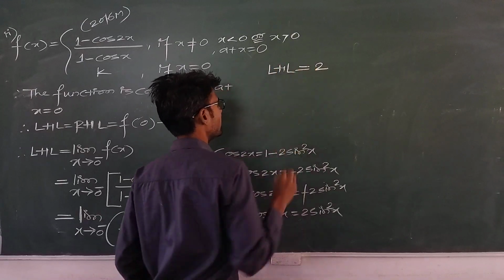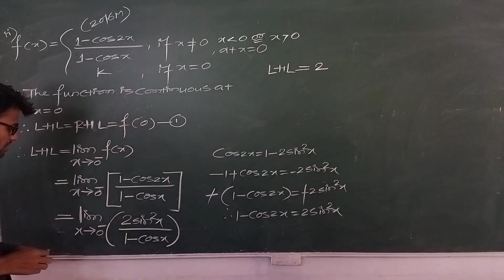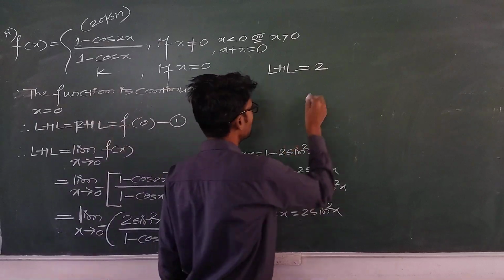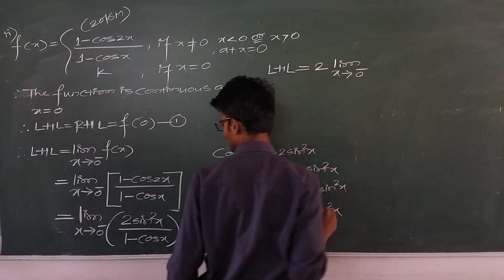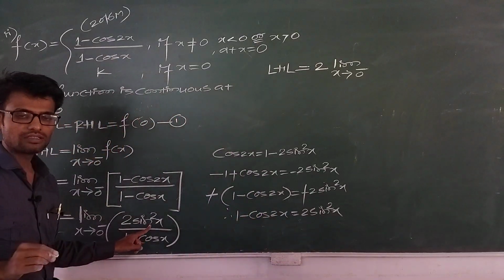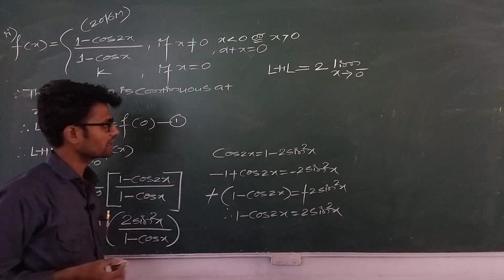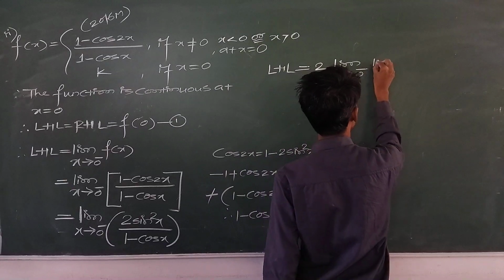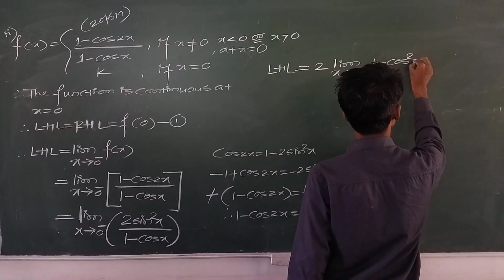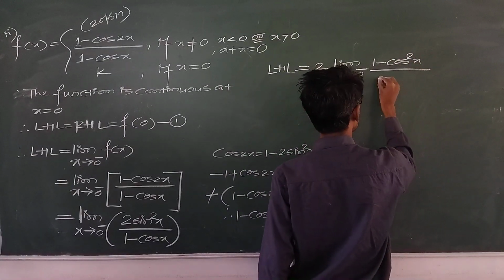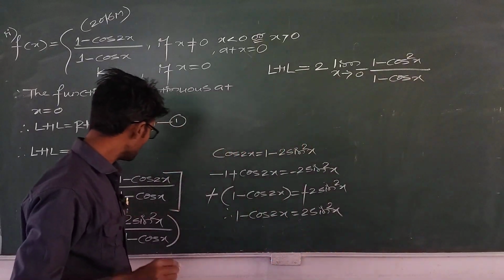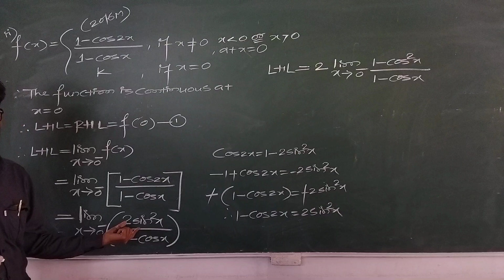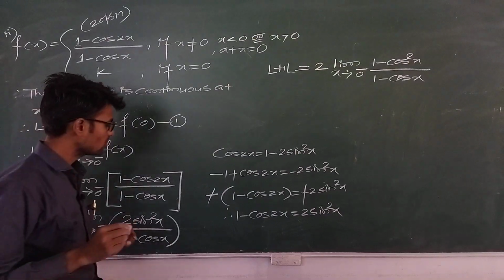2 is a constant, you take outside the limit, and after that you write limit of x tends to 0 bar. Next, sin square x. Sin square x is what? 1 minus cos square x, divided by this 1 minus cos x, you write as it is. Right? Because we are having the formula of sin square x. Sin square x is 1 minus cos square x.